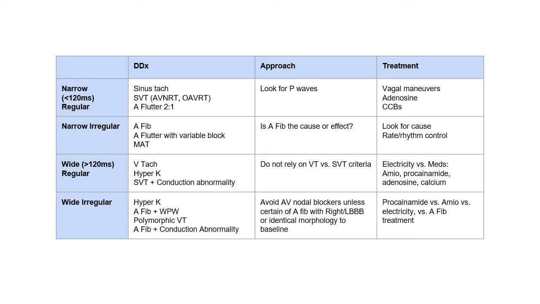And so your treatments are going to be vagal maneuvers, adenosine. You can try calcium channel blockers, beta blockers, or cardioversion. And then our narrow irregular tachycardias are going to be atrial fibrillation or A-flutter with a variable block.